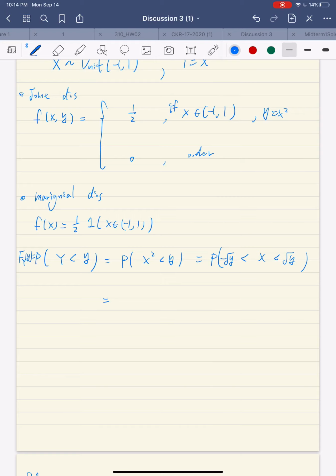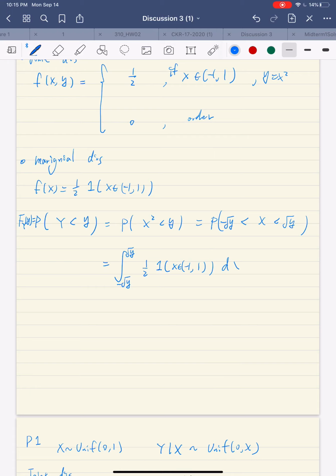And this is equal to the integral from negative square root of y to square root of y of 1/2 times the indicator function from -1 to 1, dx. Okay. So from the indicator function, we know that y should be from 0 to 1.